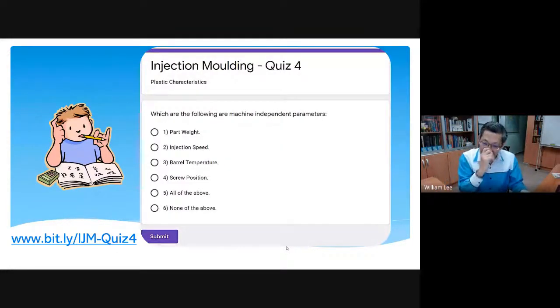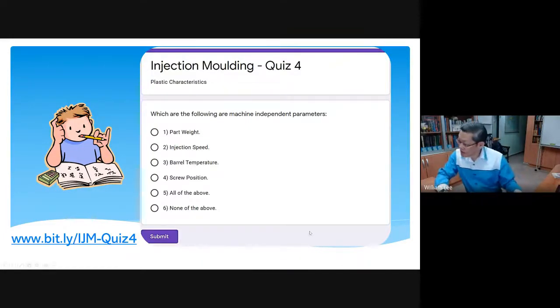Okay, now we go into quiz number 4. So can Mr. Lim help me to type in this link again for them to find the answer? I want to ask you, which of the following are machine independent parameters? Here you have output data and input data. Remember, output data is independent of the machine, right?